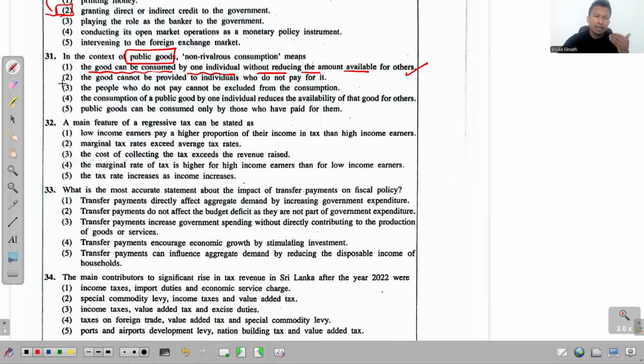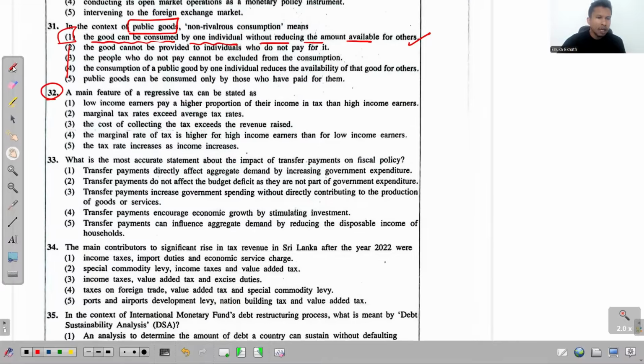Right, I think there's no need to discuss the other options because this is a very straightforward, simple question. Right. Look at question 32 now. The main feature of a regressive tax can be stated as... Okay. So what's the main quality of a regressive tax?